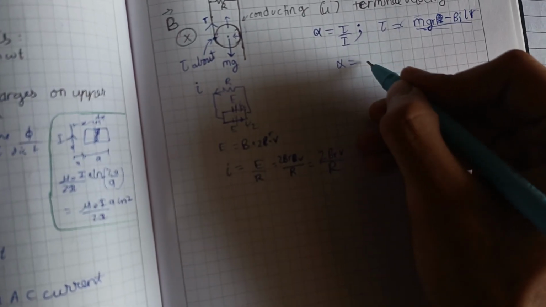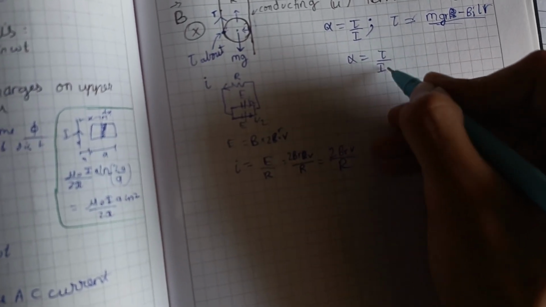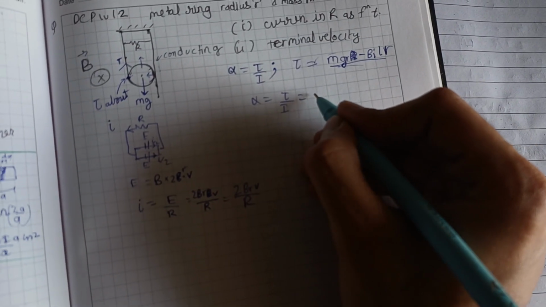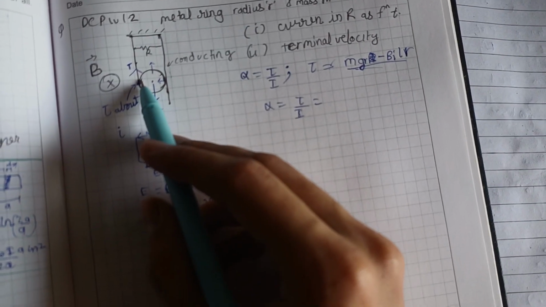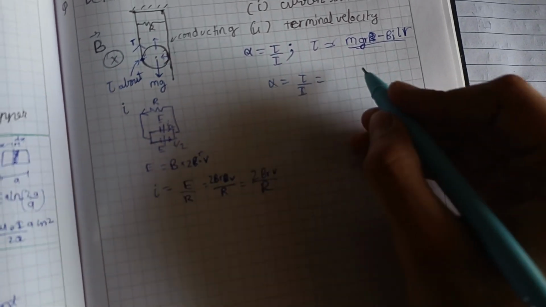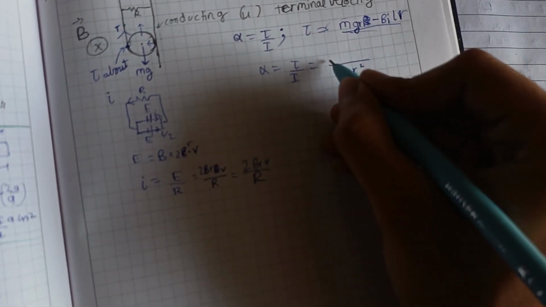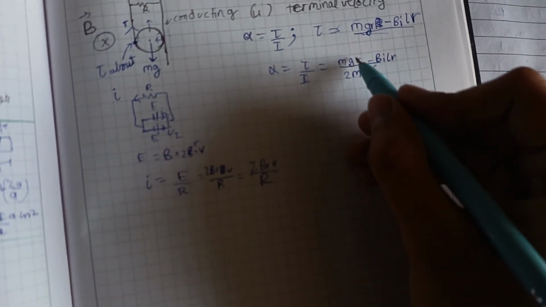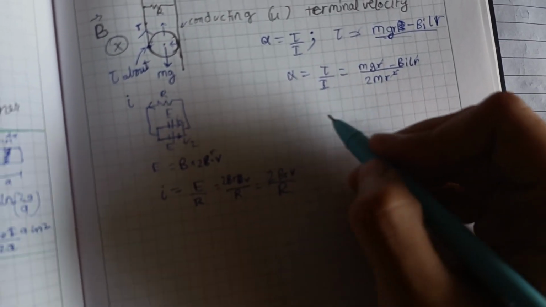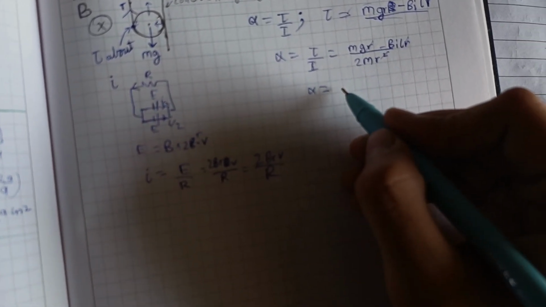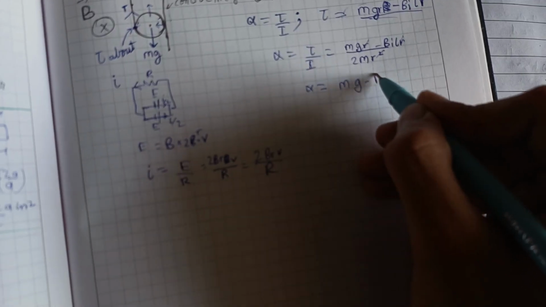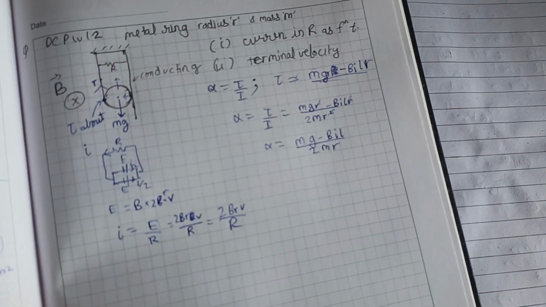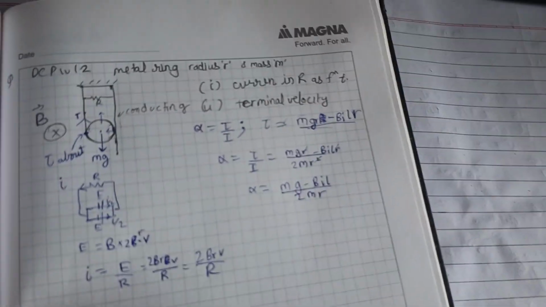If you write alpha equal to torque by inertia, this will be equal to something like, so I about this point will be, here is mr square, here is 2mr square, so 2mr square, and here mgr minus BILr, and this gets cancelled. Now alpha equals (mg minus BIL) by 2mr. Okay, so as you know, it's pure rolling.